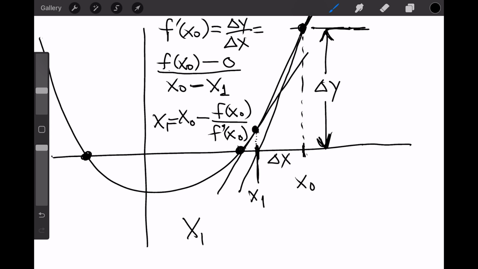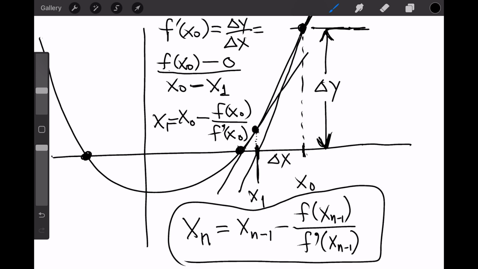The process is to use the new x sub 1 for subsequent iterations and repeat until the tangent line gets closer and closer to the actual solution. And we can now summarize that x sub n equals the following generalized formula for x at any nth iteration. This is how Newton's method works.